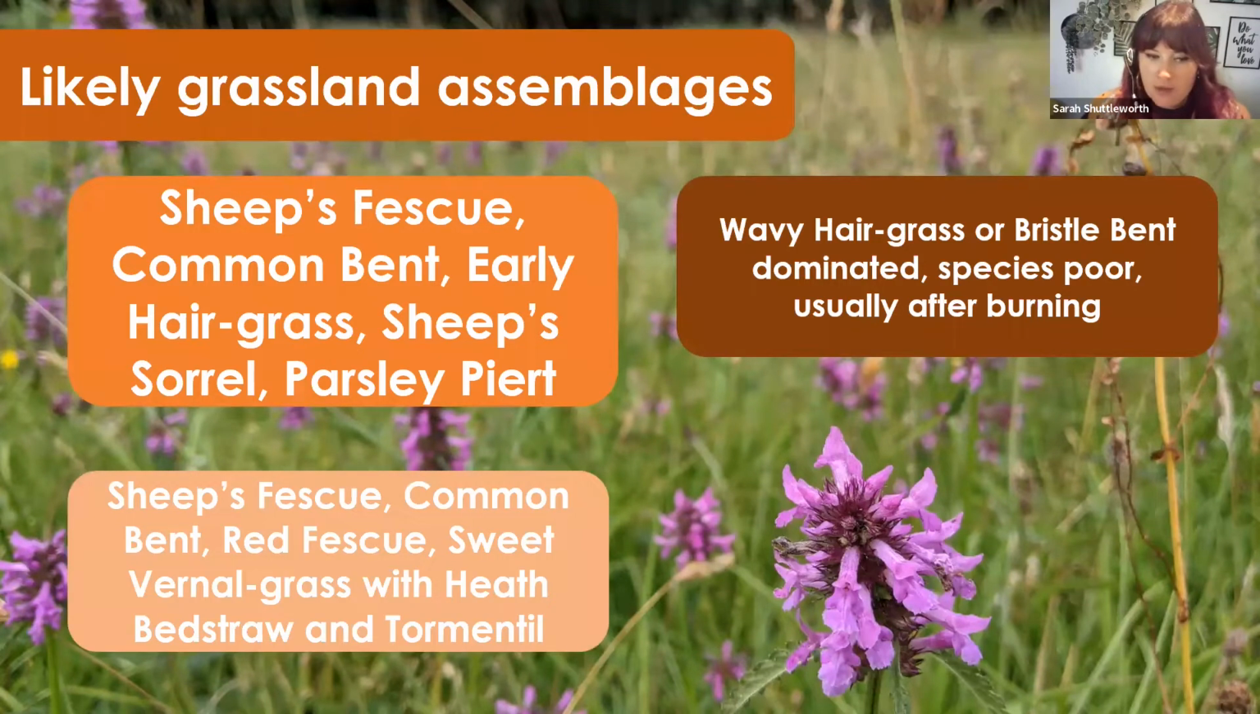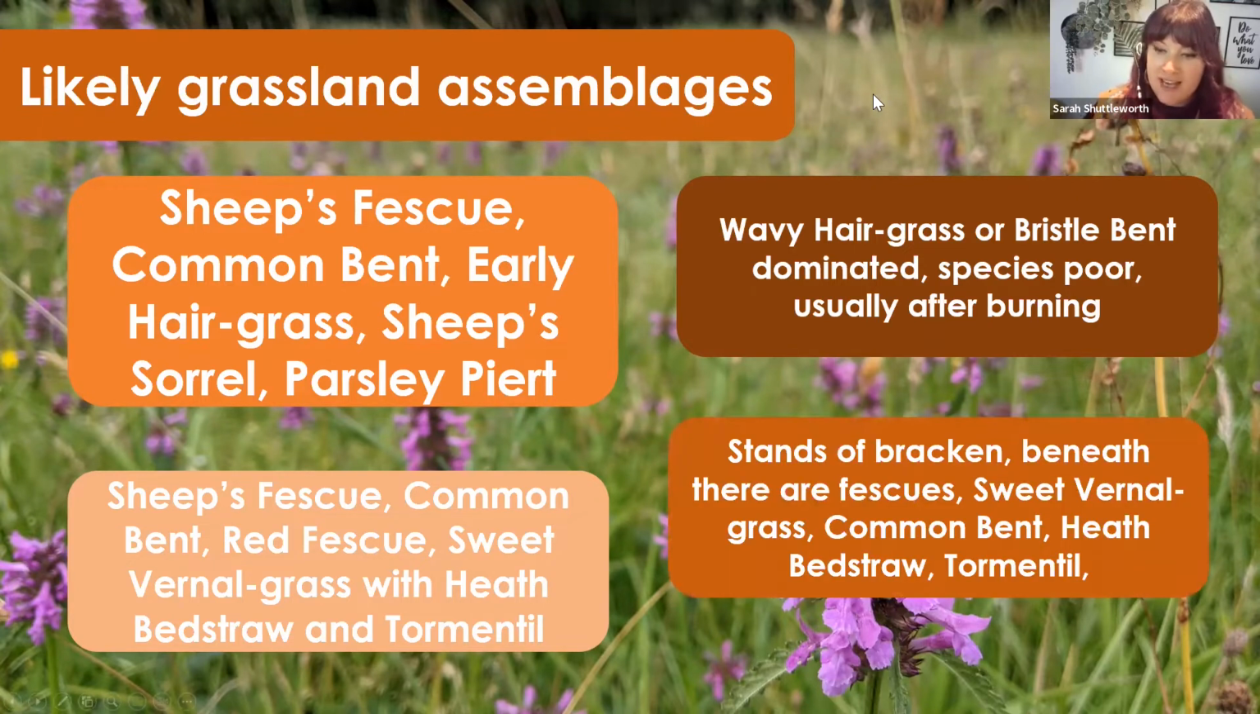Maybe you've got sheep's fescue and common bent again, this time with some red fescue and some sweet vernal grass in there. And then you've got some lovely little white flowers of Heath Bedstraw and yellow flowers of Tormentil. That's quite a classic one that I come across a lot.